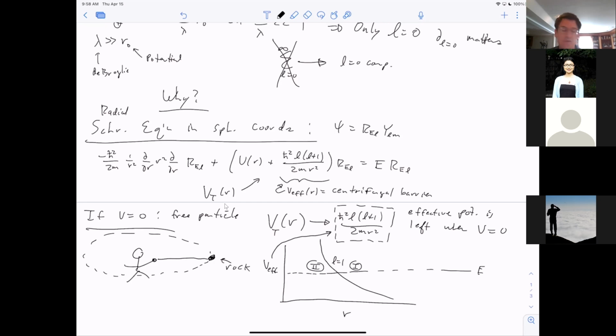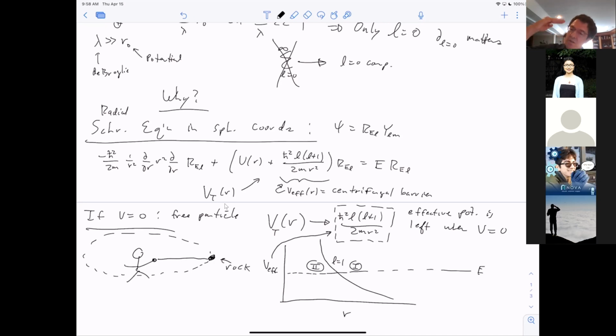And maybe I'll ask it even more simply. Is it wiggly or is it dying exponential? Which one? Should be sinusoidal, right? Yeah, because the energy is greater than the potential. And in quantum mechanics, when the energy is greater than the potential, the wave function is wiggly. Exactly. Wiggly. Okay, now how about region 2? Because in region 2, the energy is below the potential. What does the wave function look like in region 2?